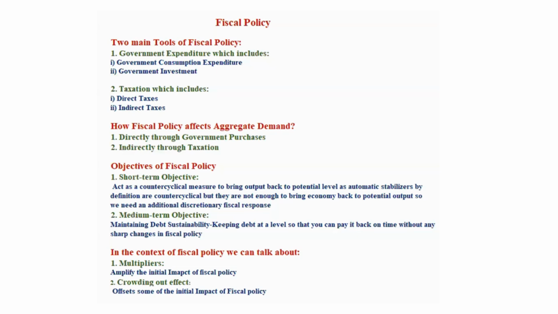So now let's talk about fiscal policy. Now, the two main tools of fiscal policy. The first being government expenditure, which includes both government consumption expenditure, such as salaries paid to public school teachers, and government investment, such as spending on a major infrastructure project.